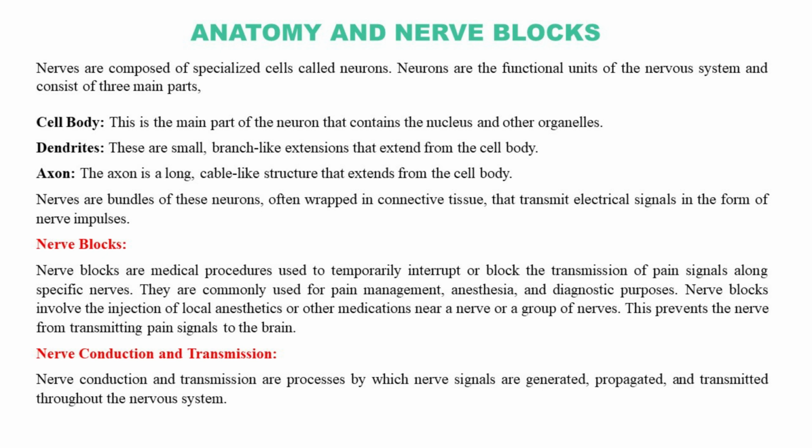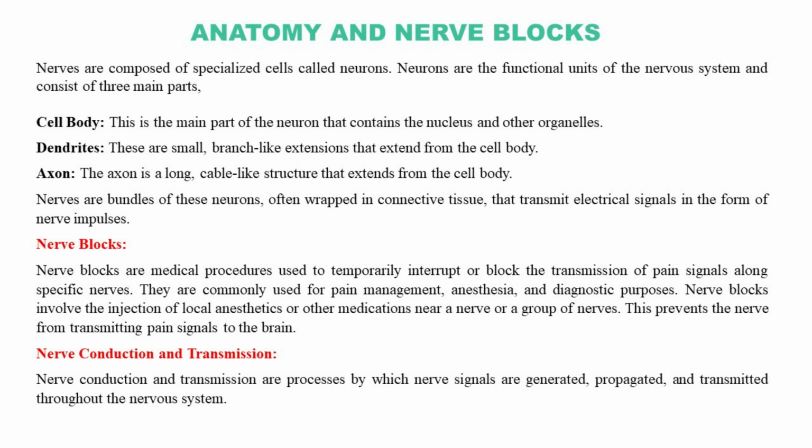They are commonly used for pain management, anesthesia, and diagnostic purposes. Nerve blocks involve the injection of local anesthetics or other medications near a nerve or a group of nerves. This prevents the nerve from transmitting pain signals to the brain. There are different types of nerve blocks, including 1. Peripheral nerve blocks. These target nerves outside the central nervous system, typically in the limbs or specific body regions. Examples include brachial plexus blocks for the arm and sciatic nerve blocks for the leg.